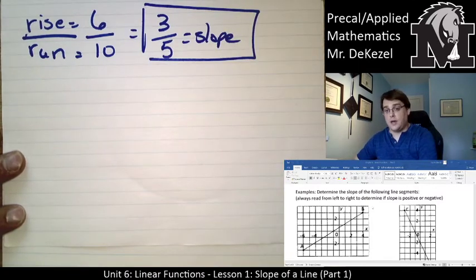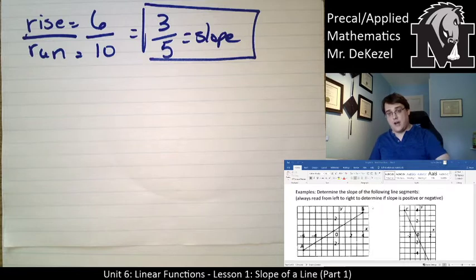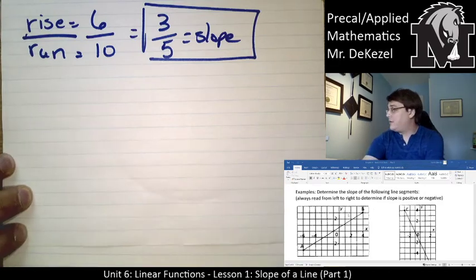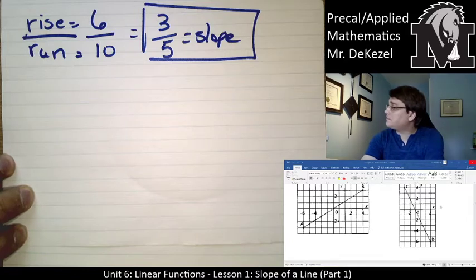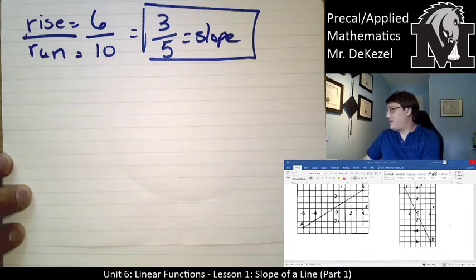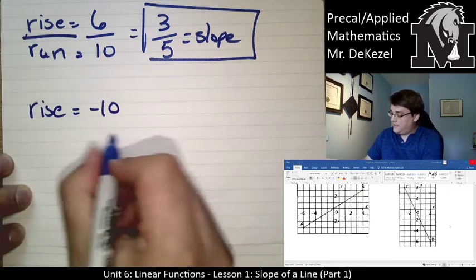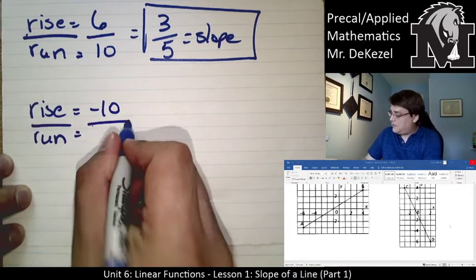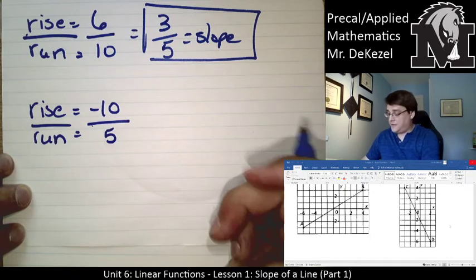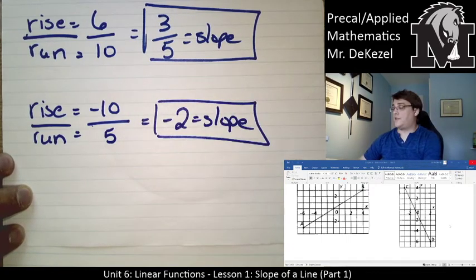for that first problem. We can do the same thing with the other one, but instead of having a positive number for our rise, because it goes down to the right, we are going to have a negative value for our rise. So, if we count how far it goes down, I'm just going to slide this down so I can see. It goes down 1, 2, 3, 4, 5, 6, 7, 8, 9, 10 down. So the rise is equal to negative 10. And the run is equal to 1, 2, 3, 4, 5 over. So that's negative 10 over 5, which is actually negative 2. So the slope for that graph to the right is negative 2.